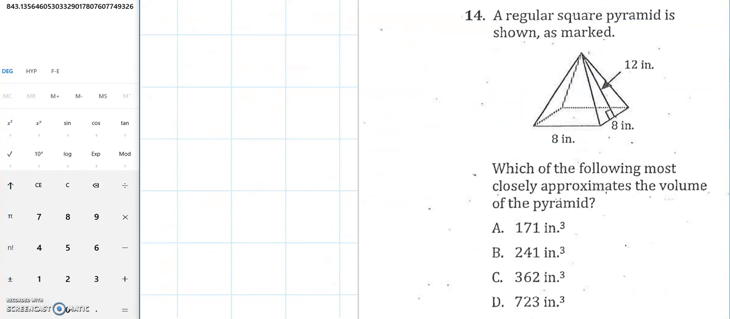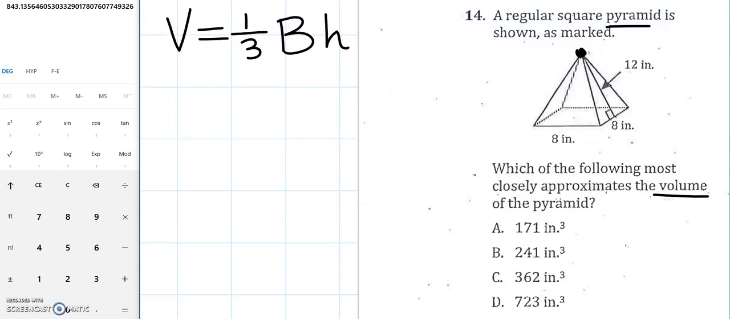Okay, number 14, here's another volume problem. Now, in this case, we're looking at a pyramid again. Last time we're looking at a cone that had an apex, and this is a pyramid, so again, it's going to have an apex, a point at the top. If we're asked to find volume, anytime you have an apex, a point at the top, it's going to be 1/3 big B H.